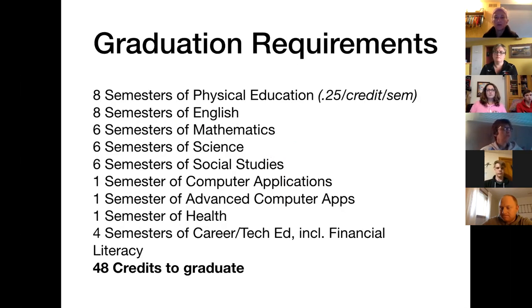Okay, so graduation requirements. You need 8 semesters of physical education, which can be waived for 1 semester your sophomore, junior, and senior year, but there has to be some sort of reason. You can't just waive it because it's not something you want to do. You need 8 semesters of English, so 4 full years. And again, something to keep in mind if you're thinking about graduating early, you'll need to double up on your English first semester. 6 semesters of math, 6 semesters of science, and 6 semesters of social studies. So 3 years each of those.